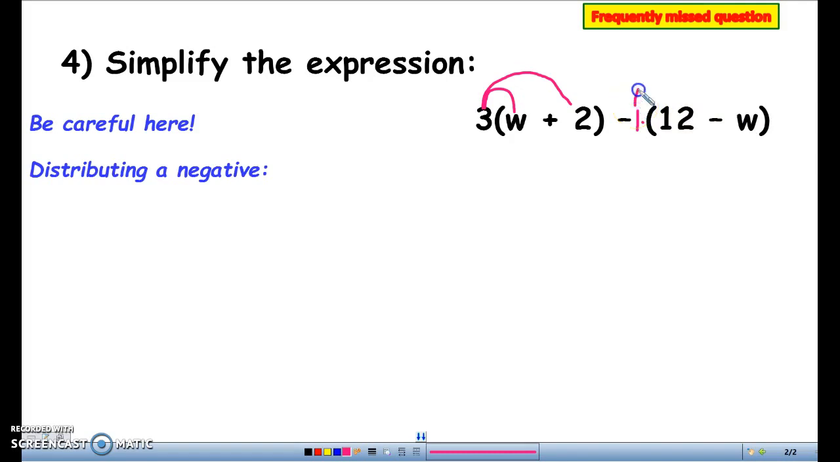So you're going to take negative 1 times 12. That'll become negative 12. And then you're going to take negative 1 times negative W. That's going to become a positive W. This right here is where everyone makes their error. They don't remember how to distribute a negative.